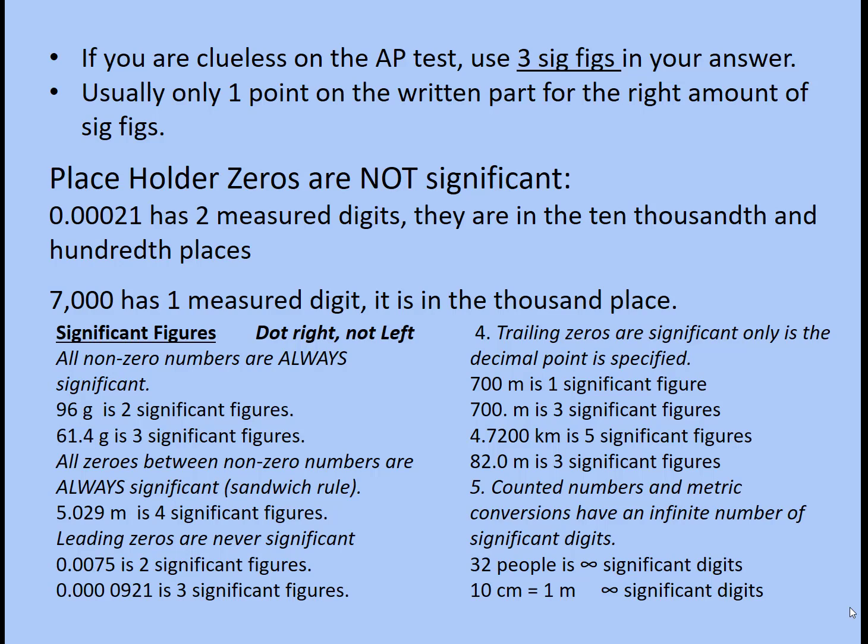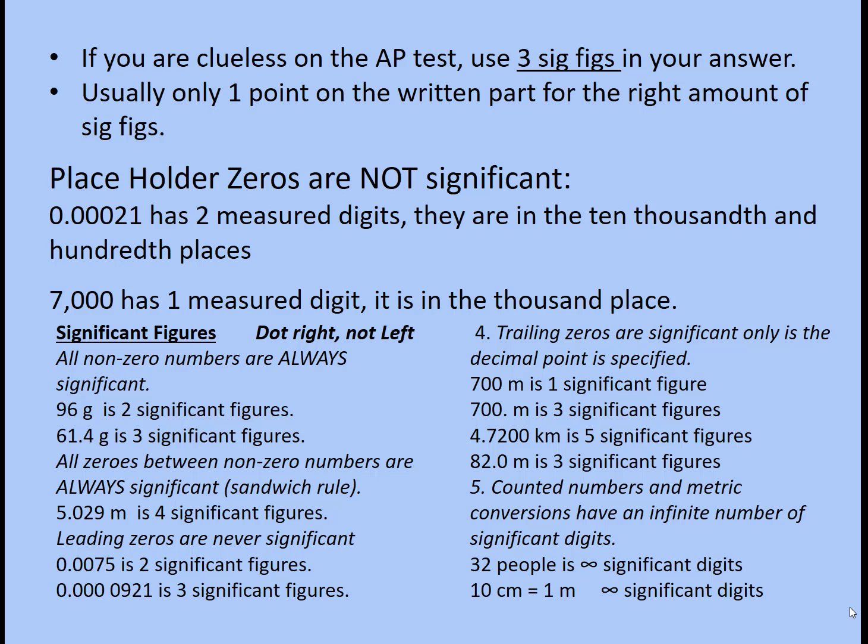So in other words, if you measured something to the 10,000th place, well, you're not going to count the 10th place, the 100th place, the 1000th place. So this first number right here, 0.00021, it has only 2 measured digits. So therefore only 2 sig figs. You don't count those zeros. Those were not measured. They just hold the place of the 10,000th digit. This next number, 7,000, that's just an approximation, and it only has 1 measured digit. It's an approximated digit. So there's only 1 sig fig.